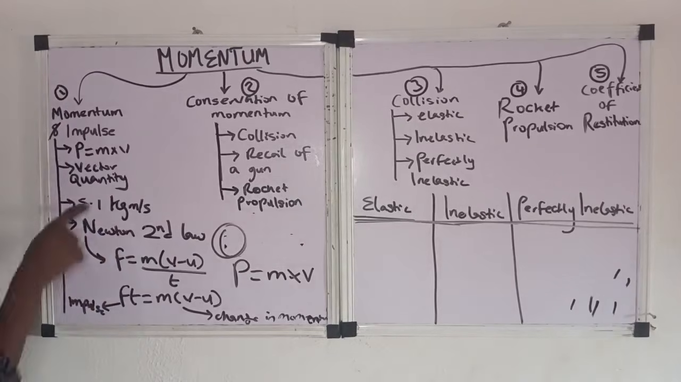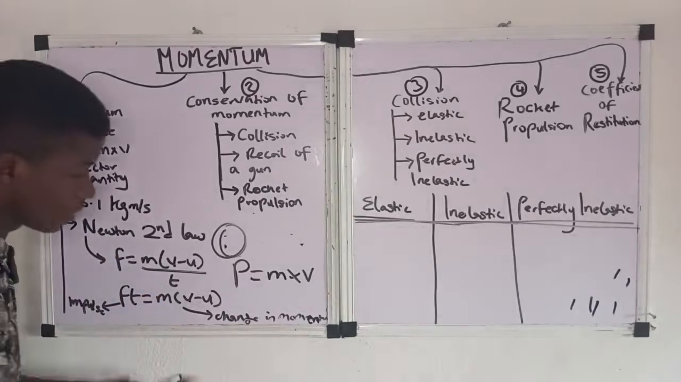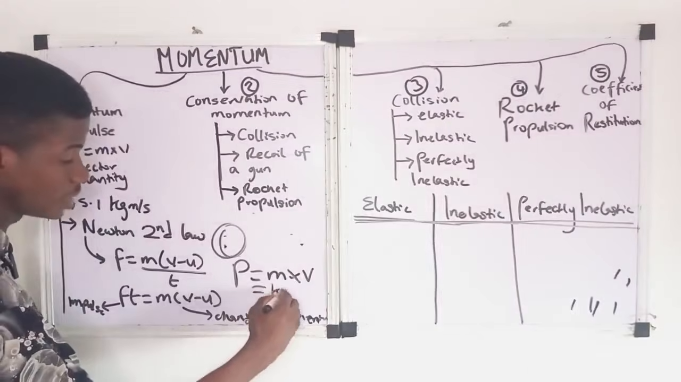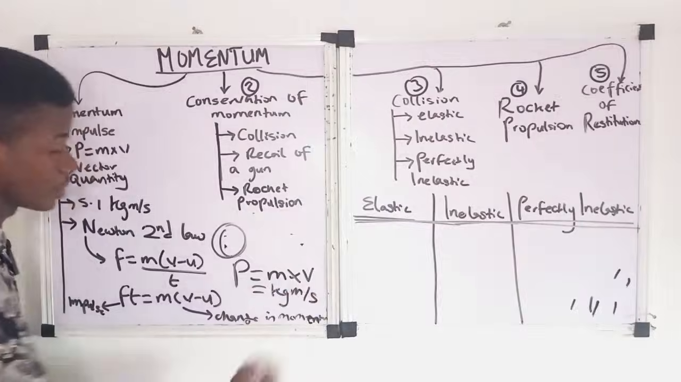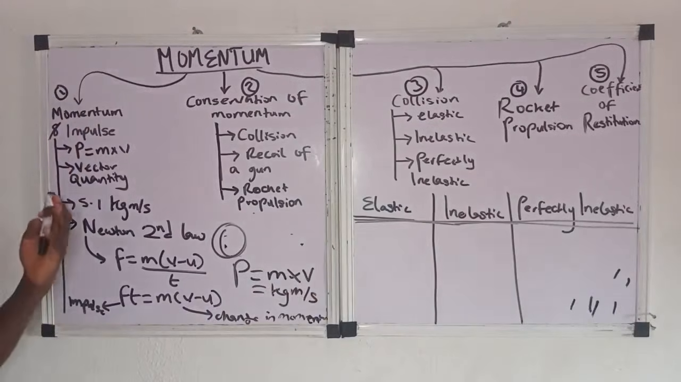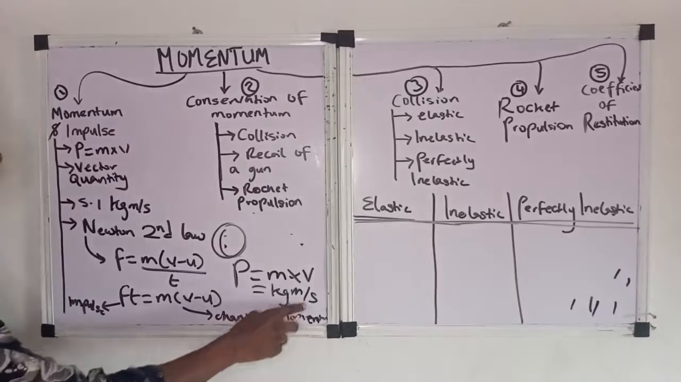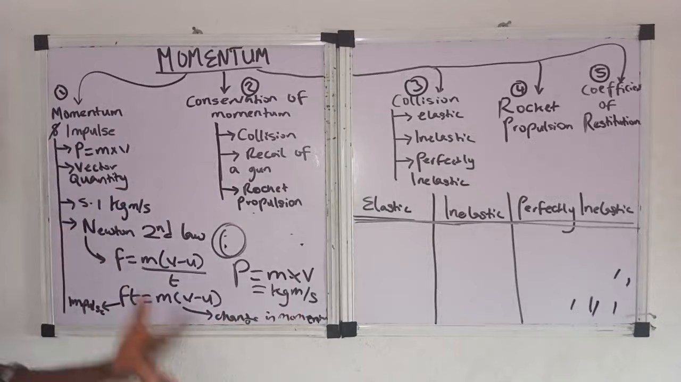What is the SI unit of momentum? Now let's look for the SI unit. What is the SI unit of mass? The SI unit of mass is kg, right? Then what is the SI unit of velocity? Meters per second, right? Therefore, the SI unit for momentum is kg meter per second.